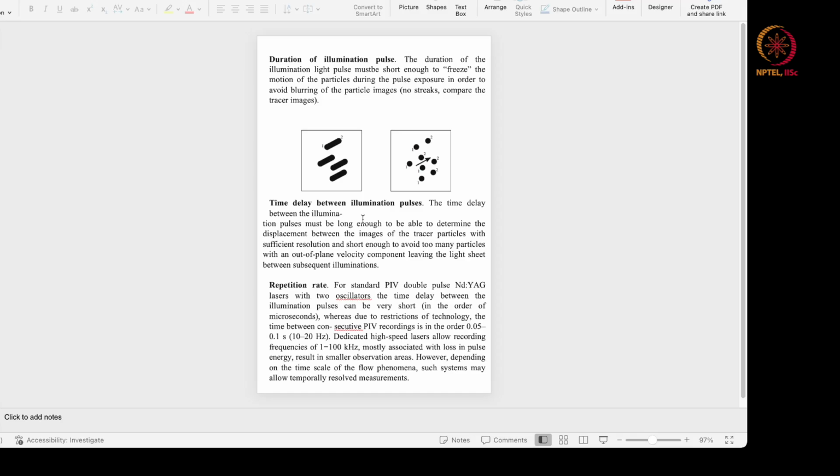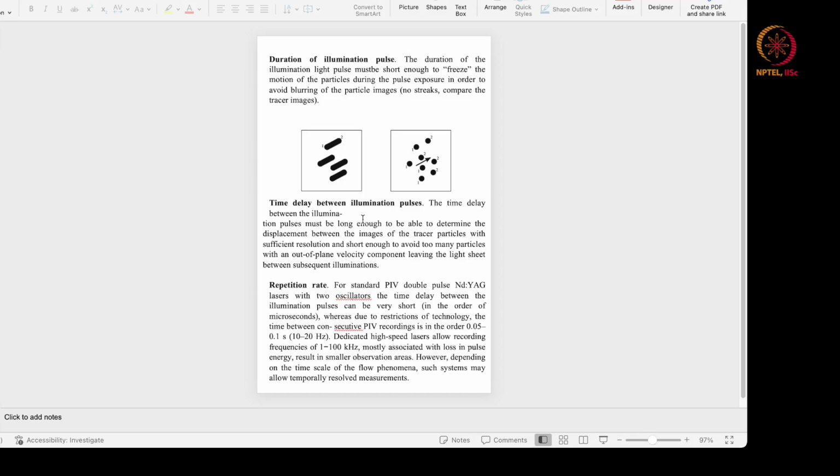So the time delay between the illumination pulses must be long enough to determine the displacement, but it should not be so short that the particles do not really move either. So you need to have a priori knowledge of the flow velocity or the kind of velocities that you are actually dealing with. Okay.